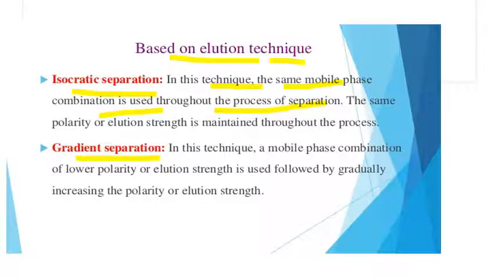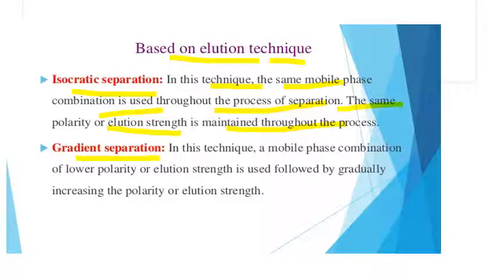It means the concentration of the solvent, or the liquid which is the mobile phase in this technique, stays the same. The same polarity or elution strength is maintained throughout the process. Only one concentration of the solvent or mobile phase is used. That type of HPLC is called isocratic separation, or isocratic HPLC.